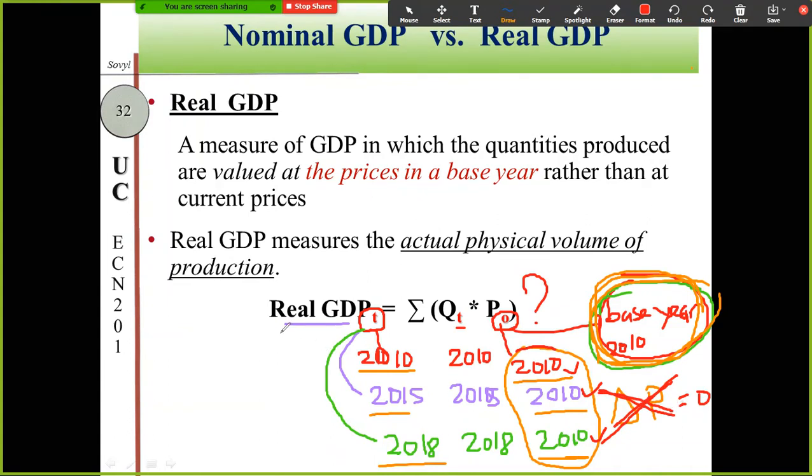So in this case, if real GDP changes, it is because of change in only Q.